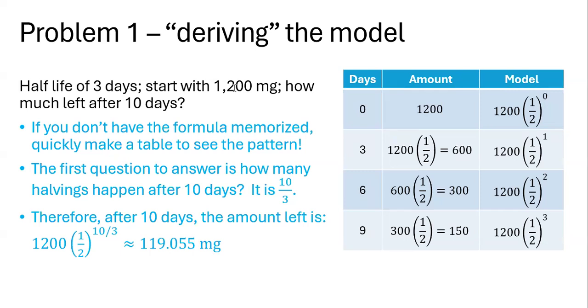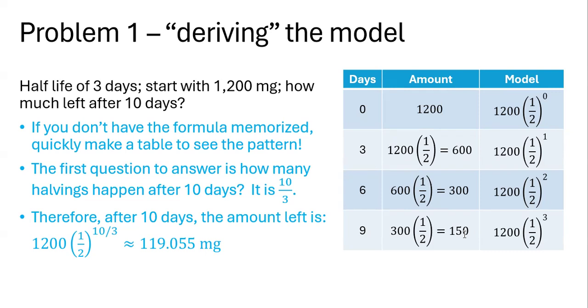So what's half of 1,200? That's 600. Let's write a table of the first two columns first. After 0 days, so no time elapsed, you have 1,200 milligrams. After 3 days, the amount halves, so you have half of 1,200, which is 600. After another 3 days, so 3 plus 3 is 6, it halves again. You take the amount that was there at 3 days and halve it again, so 600 times half is 300. Then, just to hammer the point home, another 3 days passes, so it halves again. What's half of 300? 150.